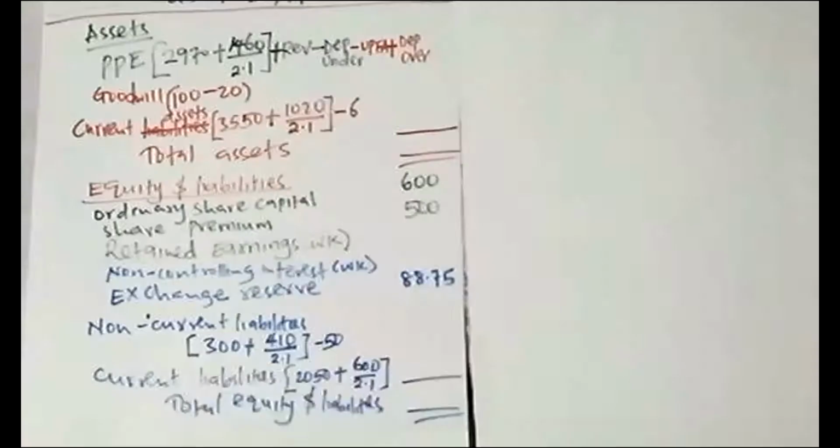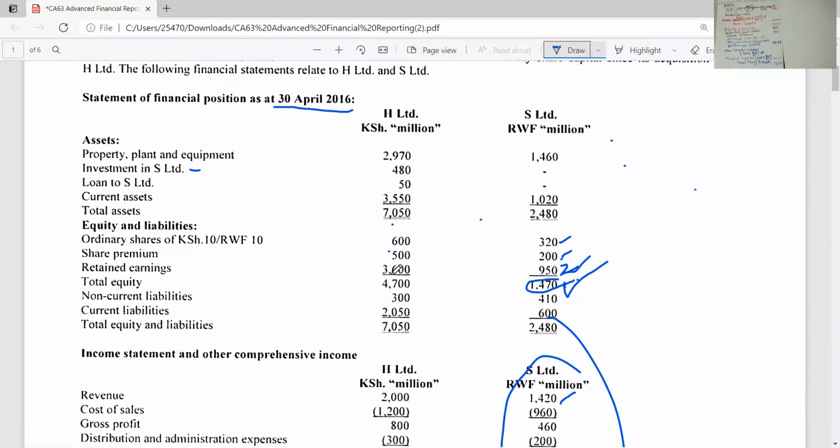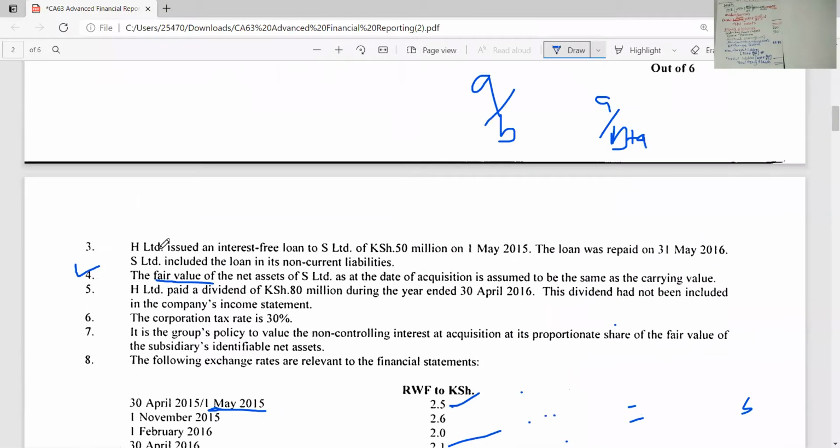And this one they mentioned about the loan. In the additional information, they said that the loan which was going to S was included under the non-current liabilities. We have to subtract that. They said under note 3, H issued an interest-free loan to S of 50 on 1st May 2015. The loan was repaid on 31st May 2016. S included the loan in its non-current asset. So remember that it was paid 1 month after the end of the year, which means that by the end of the year, that is 30th April, the amount was still outstanding.